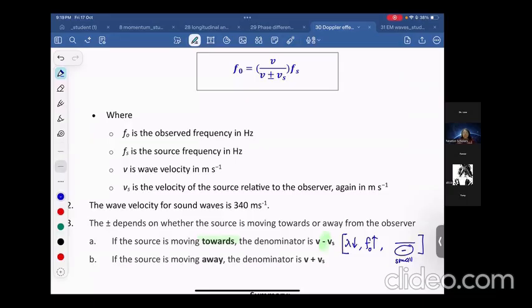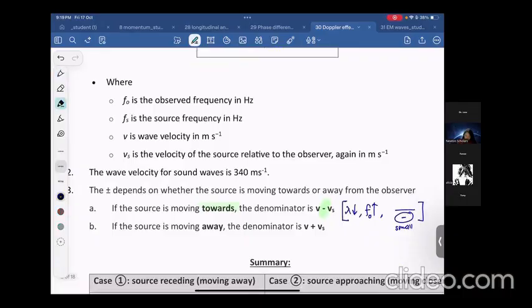For me, moving towards, using plus or minus for the bottom part of the equation, I think: moving towards, slinky spring nearer to each other, so the wavelength decreases. Wavelength decreases, so the frequency I observe increases. How can I get a bigger observed frequency? I should divide by a small value. But of course, when we do more and more questions, it comes automatically to mind: towards is minus, away is plus.